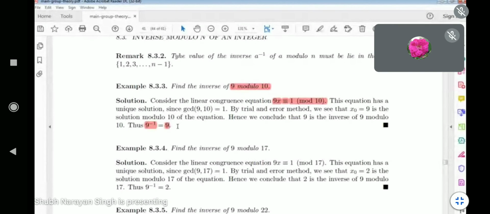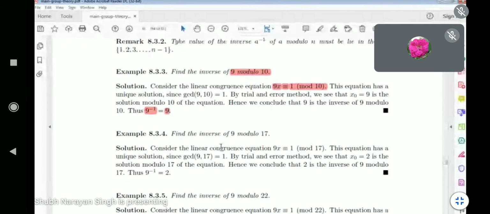Come to another example, 8.3.4. Here I just change the modulus system. In the previous one I considered modulo 10 system. Here I consider modulo 17 system. And the same question I asked: find the inverse of 9 modulo 17.